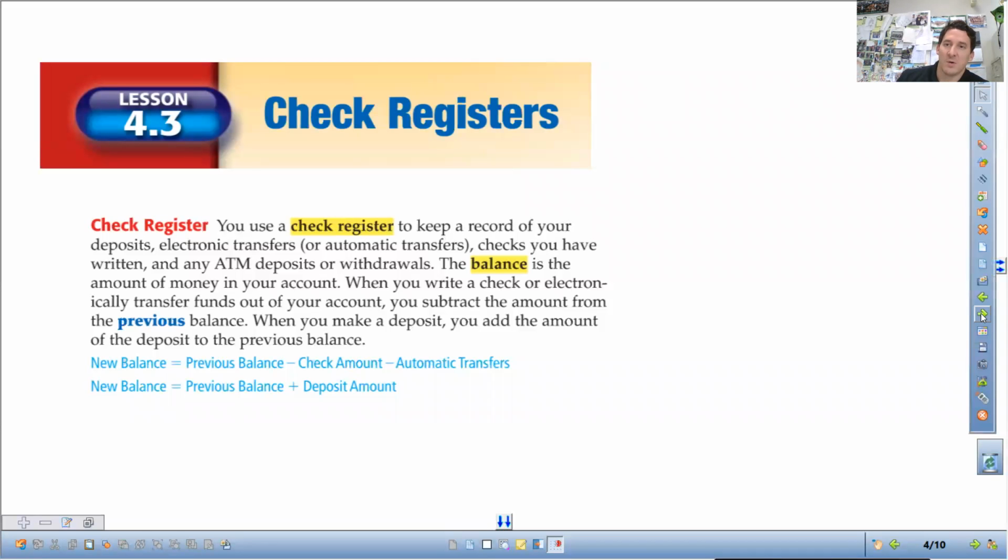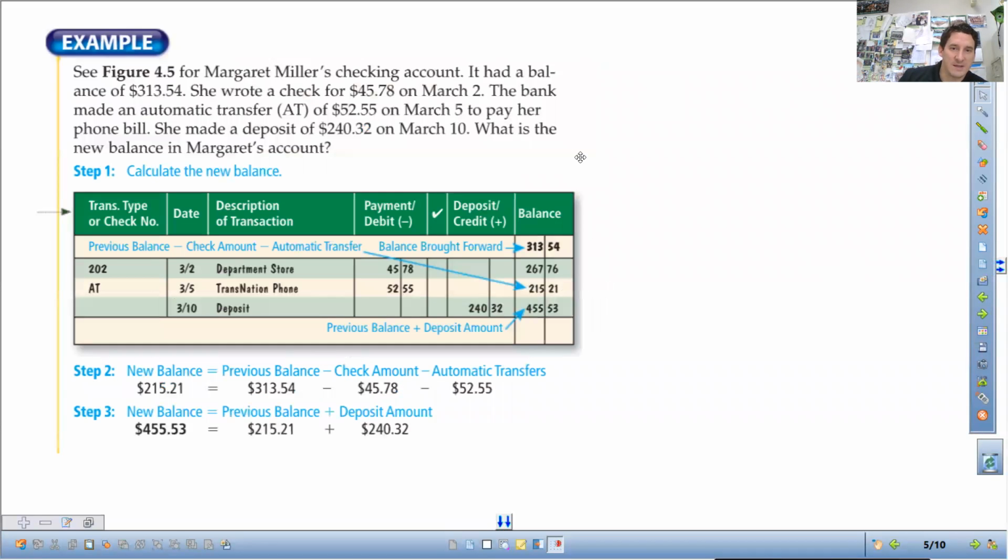Let's take a look at what a normal check register would look like. This is a typical check register, for Margaret Miller's checking account. It had a balance of $313.54. So the previous balance goes in this top spot right here. The payments or debits, those are withdrawals. That's money leaving your account, so those are negative.